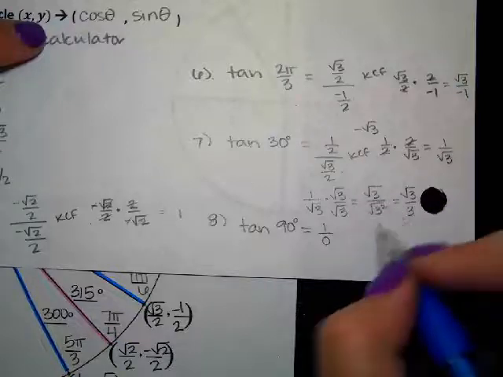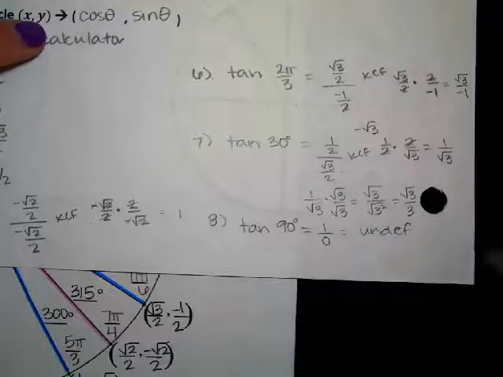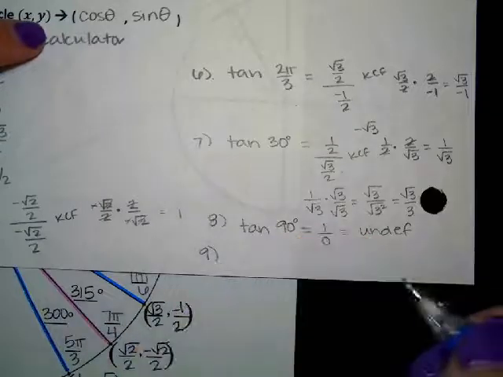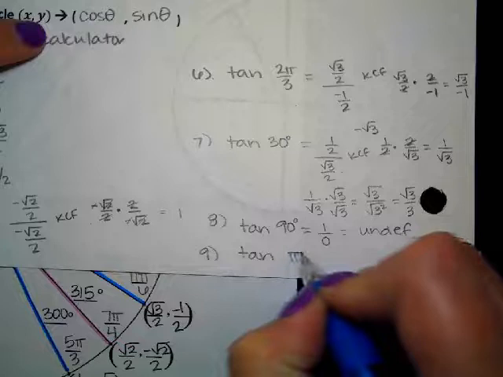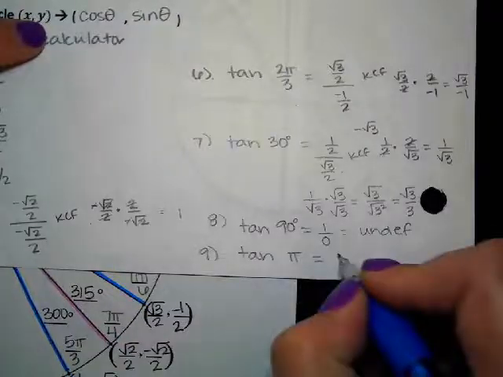Okay, I'm actually going to make you do one more because there's one more situation. Last one. This is truly the last one. We're going to do tan of pi. Tan of pi. 0 over negative 1. Can you take 0 and divide it by negative 1? Yes, you get 0. That's an actual answer.